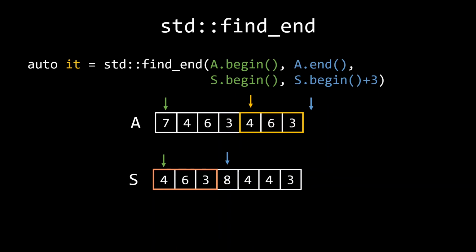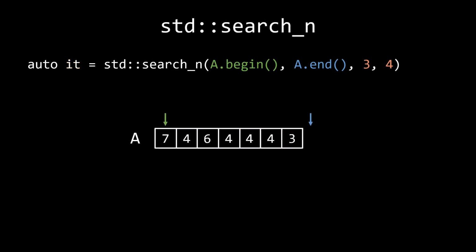Now that we are on the topic of search algorithms anyways, searchEnd can be used to look for a given number of consecutive occurrences of a certain value. In this case, we are looking for 3 consecutive occurrences of the number 4. And with that, we have now discussed all the algorithms that work on any input range.